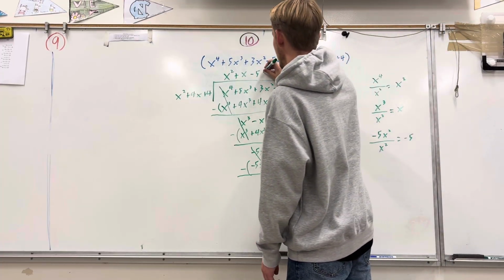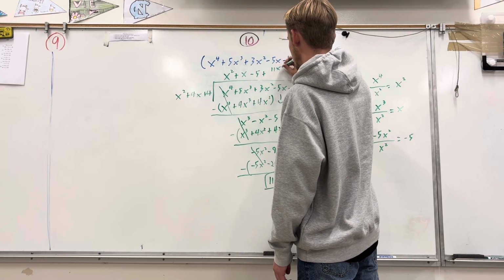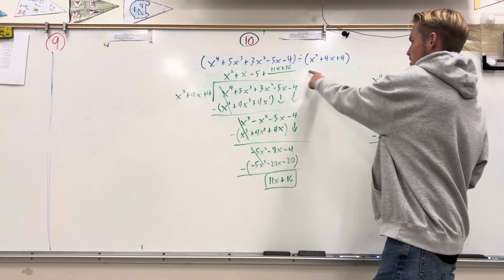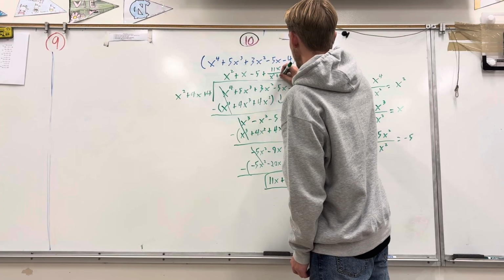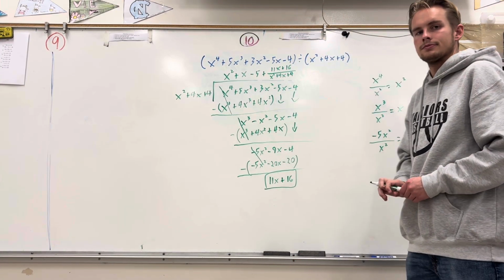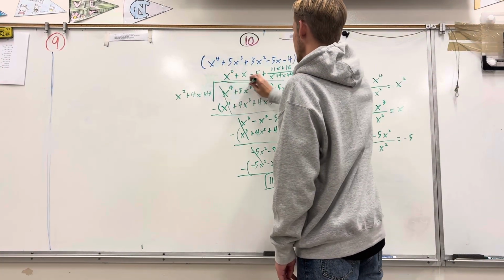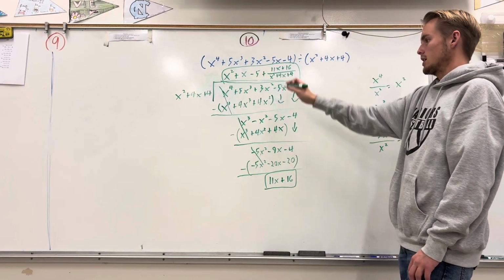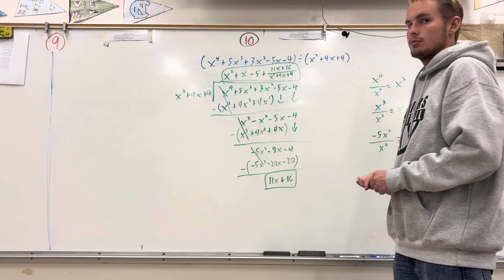So up here, we're left with plus 11x plus 16, and you've got to divide it by this entire thing, so x squared plus 4x plus 4. And that is it. This up here is our final answer. When we divide this by this, we should get x squared plus x minus 5 plus 11x plus 16 divided by x squared plus 4x plus 4.